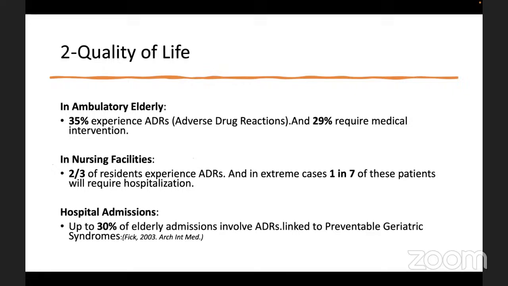The effect of polypharmacy on quality of life. In ambulatory elderly, 35% experience adverse drug reactions, and of those, 29% require medical intervention, versus in nursing facilities, two-thirds of residents experience adverse drug reactions, and in extreme cases, 1 in 7 of these patients will require hospitalization. When it comes to hospital admissions, up to 30% of elderly admissions involve adverse drug reactions linked to preventable geriatric syndromes.